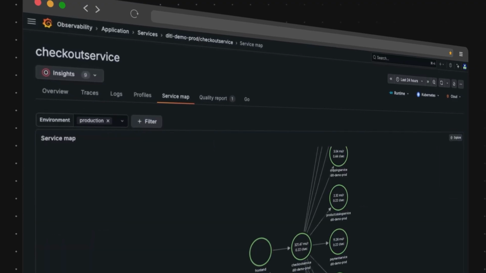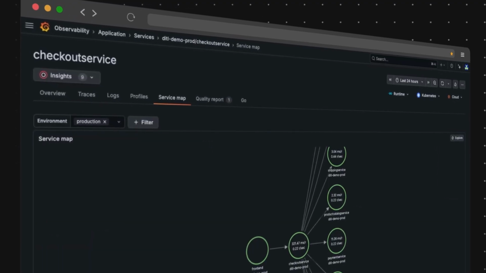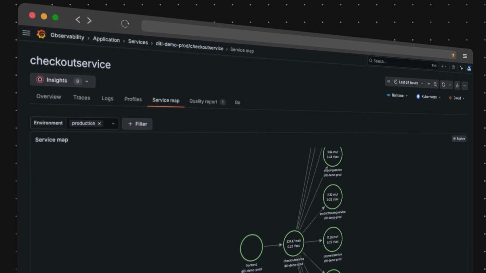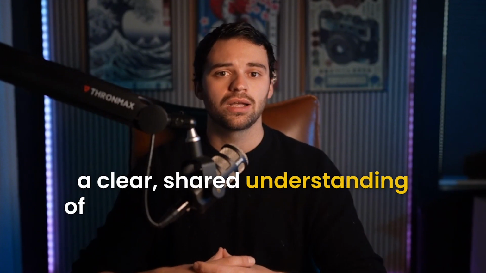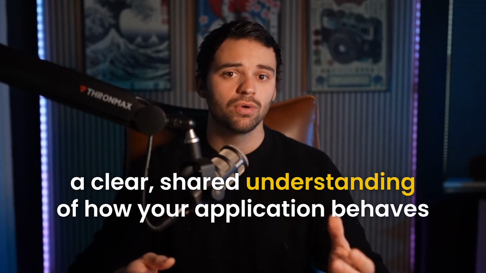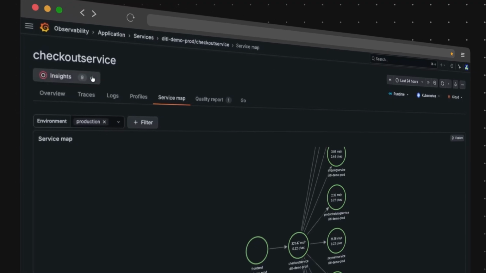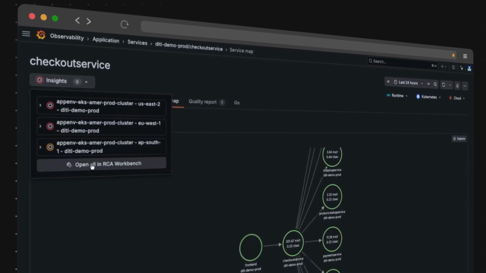The service map shows how your components actually connect, making it easier to spot slow request paths or dependencies under strain. Together, these views give your team a clear, shared understanding of how your application behaves without guesswork. And when that observability data is then unified by the knowledge graph, this is where things really start to change.